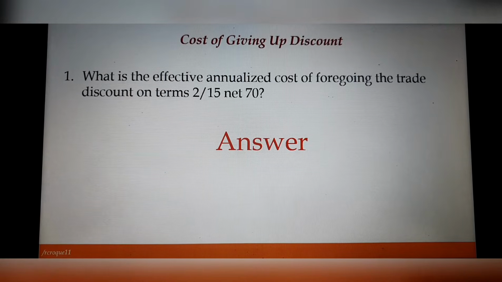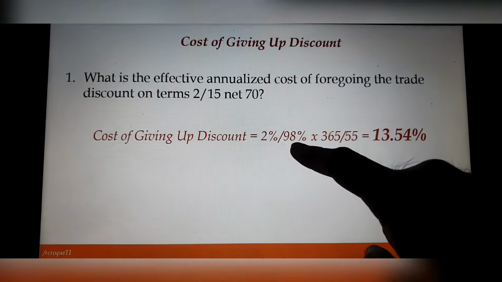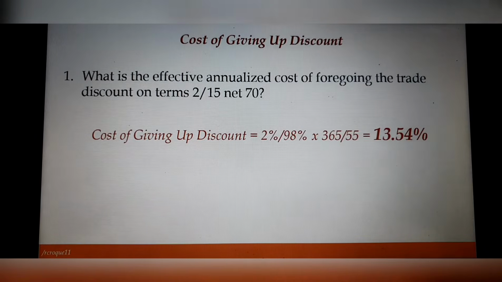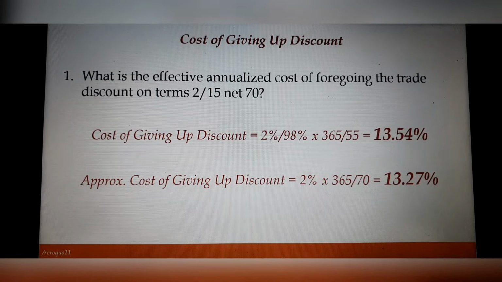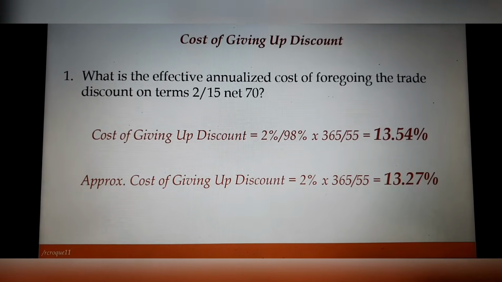Let us reveal the answer. Na ang terms naman ay 2/15 net 70, or what is the cost of giving up the discount? So, that would be 13.54%. 2 over 98 times 365 over 55, 70 minus 15. Okay? And just to compute for the approximate cost, that is 13.27. Okay, so it's 365 over 55. So 13.27.